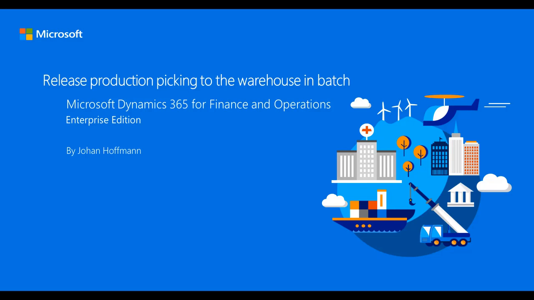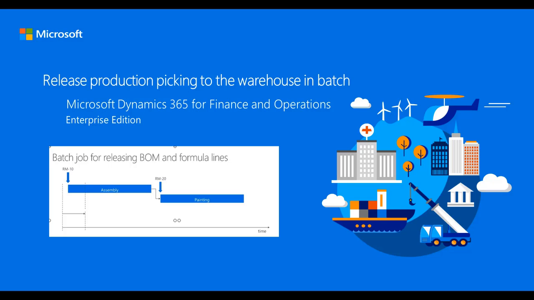In this video, I'm going to talk about a new recurrent batch job for managing the release of picking to warehouse in production. This illustration shows a production order with two operations, an assembly operation and a painting operation. Before the assembly operation can start, material needs to be picked for the operation. When the assembly operation is completed, the paint material needs to be picked and ready for the painting job.